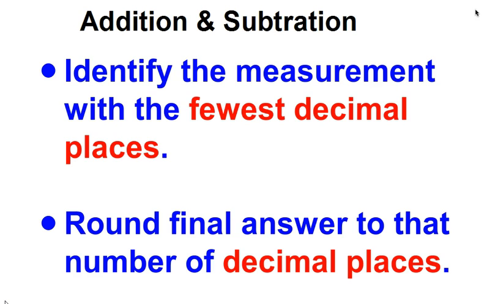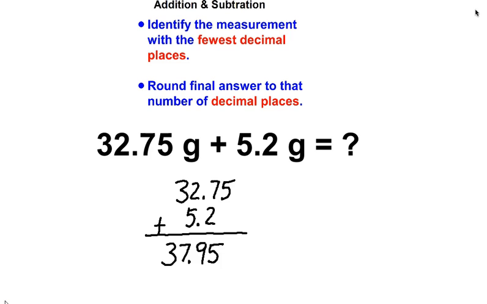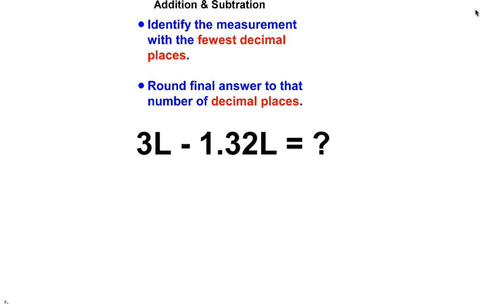The rules for addition and subtraction are different. Very important to note that this time we're actually looking for the fewest number of decimal places, and we're rounding our final answer to that number of decimal places. As a for instance, the addition in this problem is the same as always, but at the end we see that 5.2 only has 1 decimal place, so our final answer needs to be rounded to the 10th place using the conventional rules of rounding.